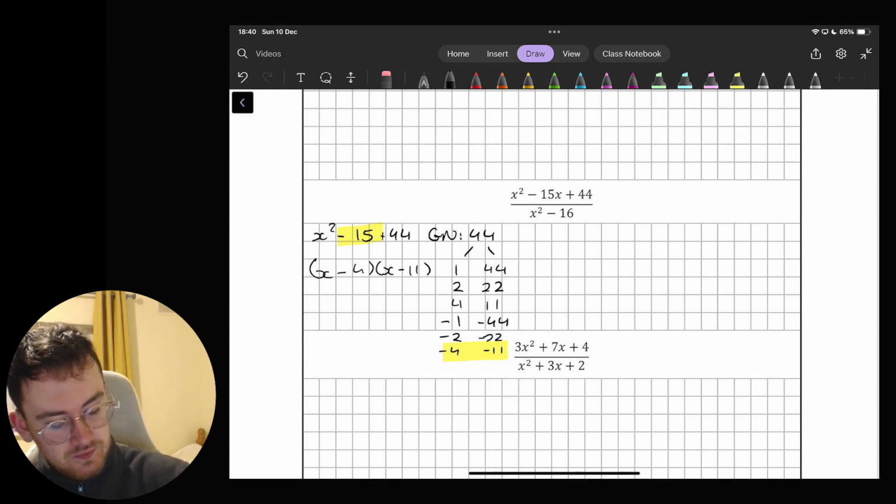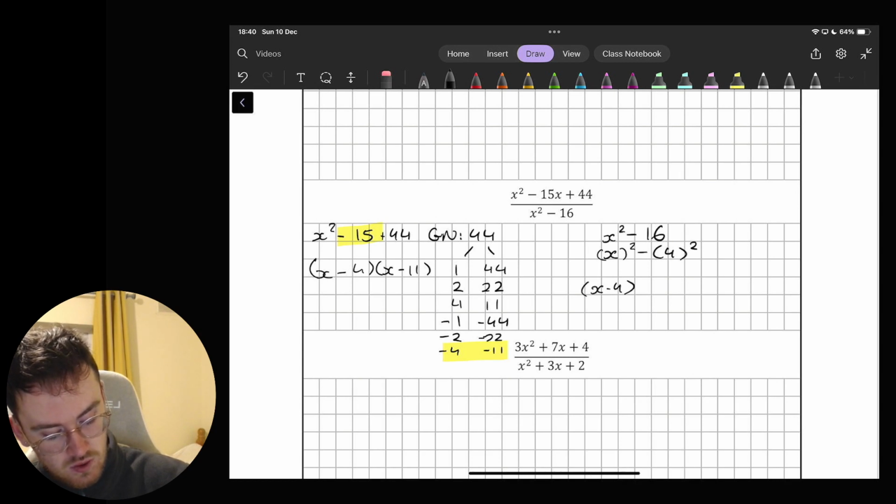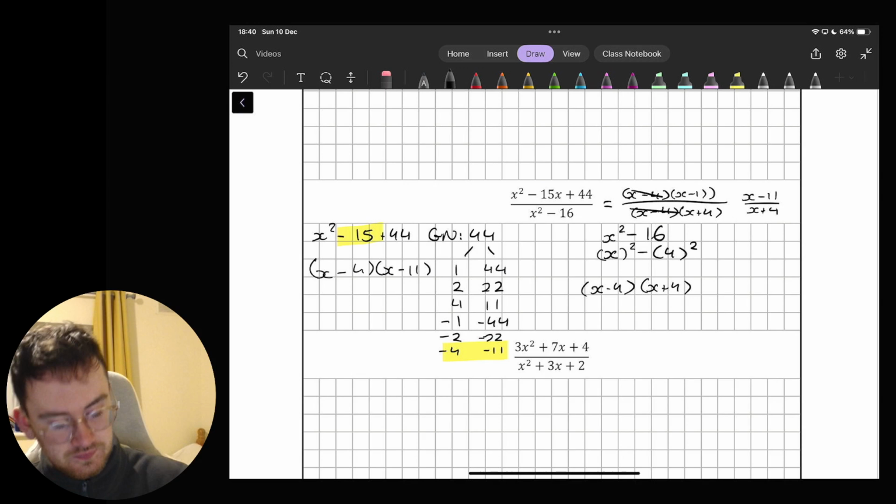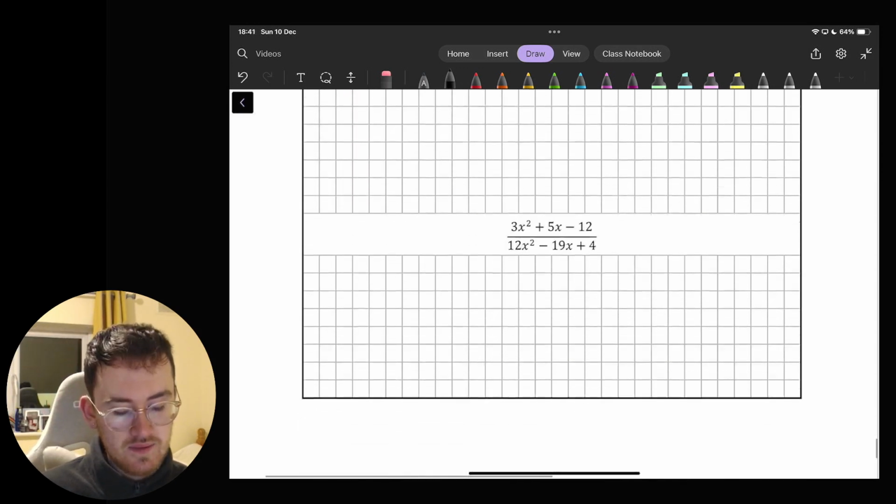and again, using what we've been using there, I can reduce that down, solving my quadratic to x minus 4, x minus 11. Same thing then with x squared minus 16, that's a difference of two squares. So it's x squared minus 4 squared, so x minus 4, x plus 4. So rewriting this here, then it gets x minus 4, x minus 11 over x minus 4, x plus 4. I can cancel out the x minus 4, I get x minus 11 over x plus 4. That's my answer for that one, okay?